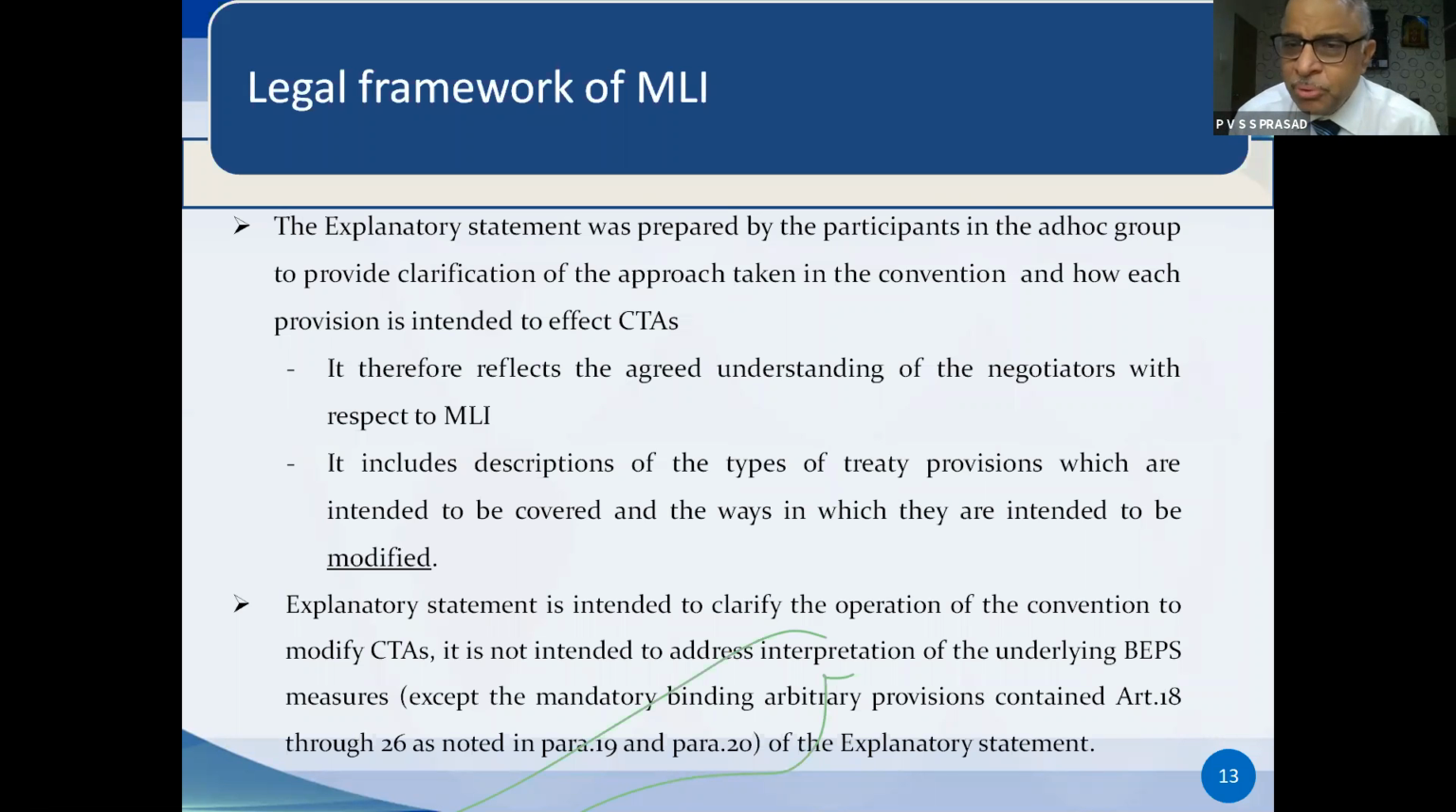So it has to be viewed as an understanding of all the framework partners of this agenda, and it includes descriptions of the types of treaty provisions which are intended to be covered and the ways in which they are intended to get modified. So the explanatory statement is not meant to be relied upon for the purpose of interpretation. It is only meant to be relied on as one of the aids. It cannot itself interpret and give the purport of an article of the MLI.